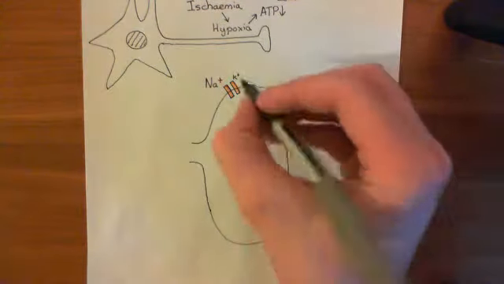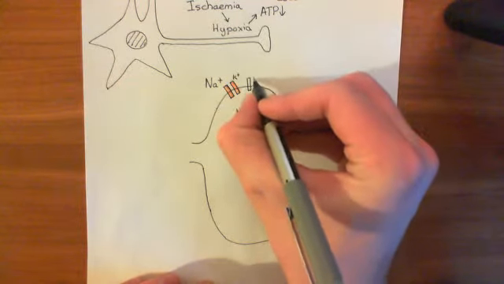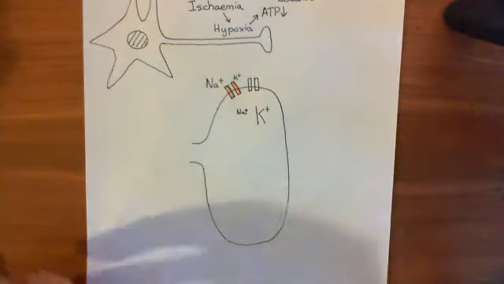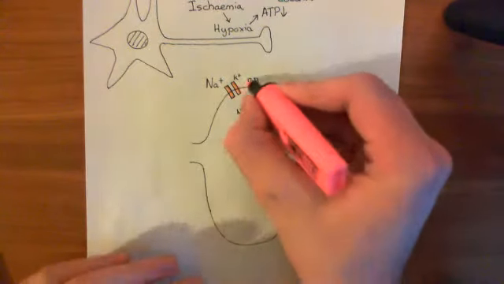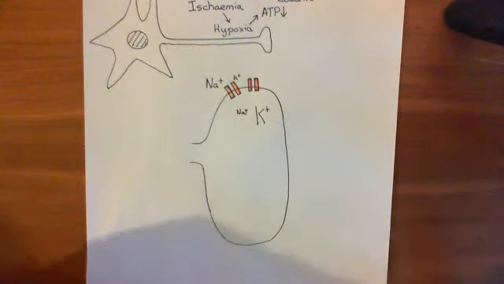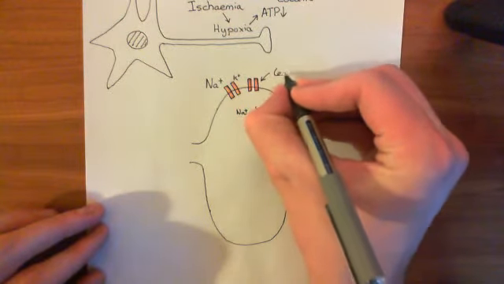Now, you also have some channels which are always open, which are permeable to potassium. These are called leaky potassium channels. Okay, we'll color in leaky potassium channels red. So here are leaky potassium channels. Right, so these are the leaky channels, I'll just label them, leaky channels.